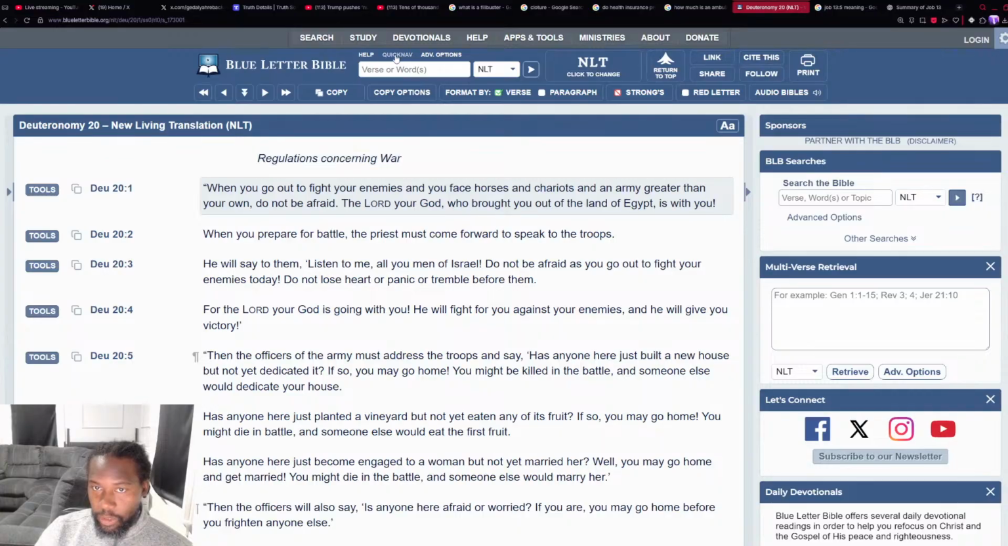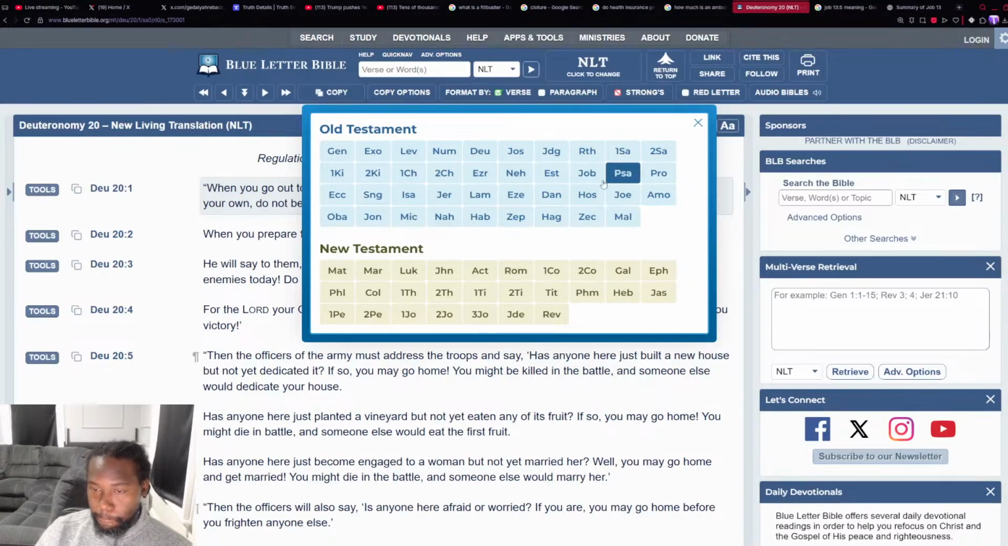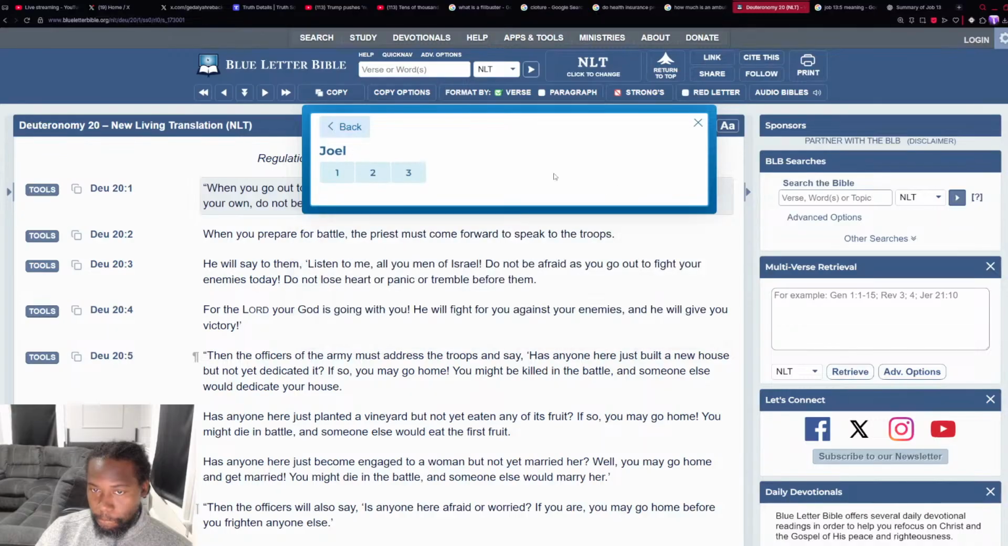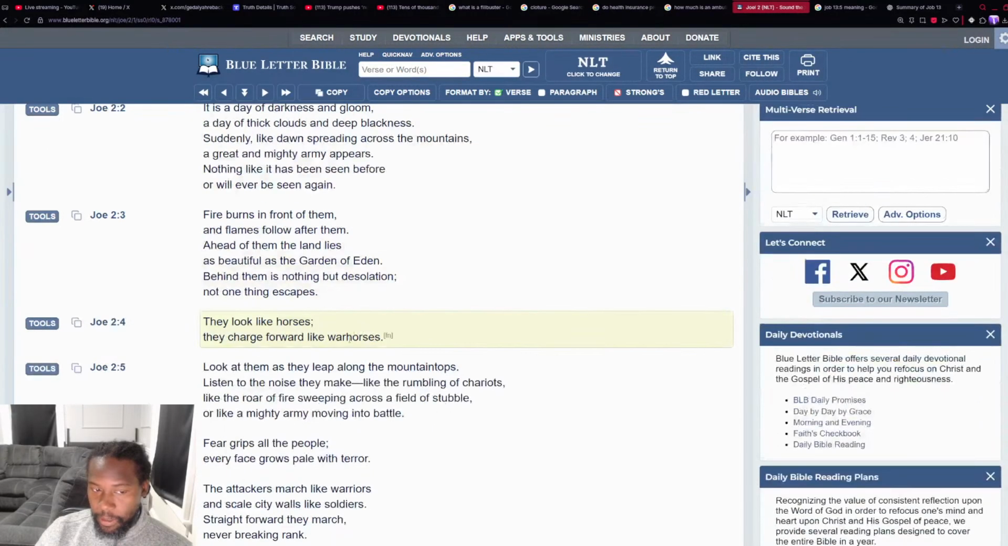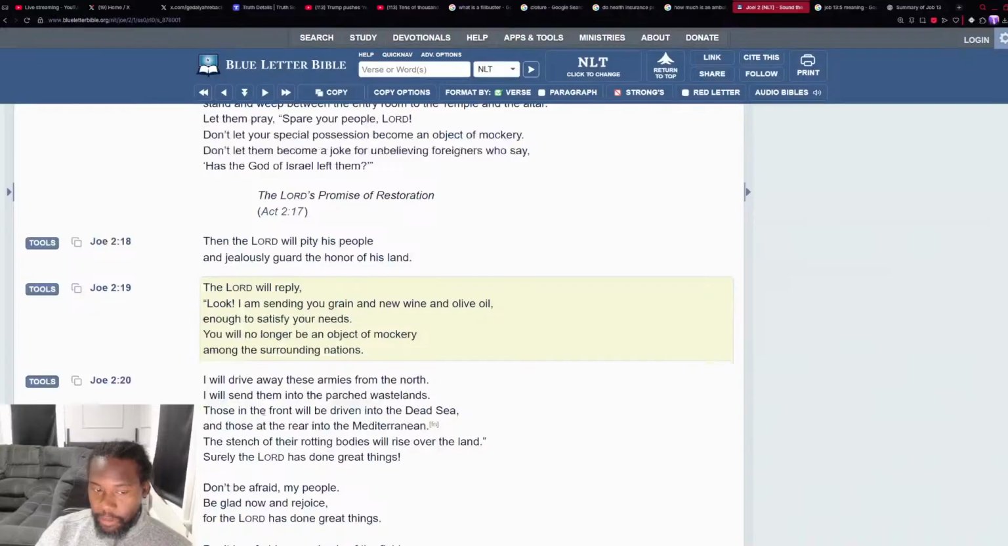It tells you in Joel 2:20 in the NLT. I will drive away these armies from the north. I will send them into the parched wastelands. Those in front will be driven into the Dead Sea, and those at the rear into the Mediterranean. The stench of their rotting bodies will rise over the land. Surely the Lord has done great things.